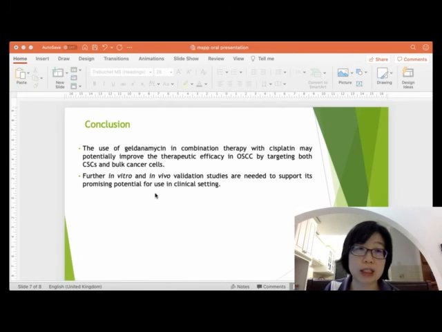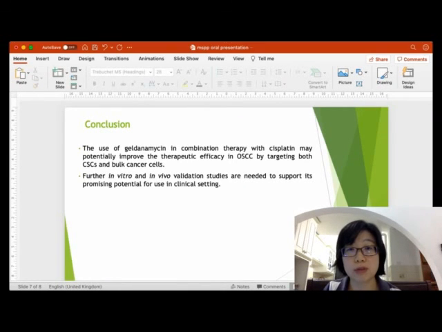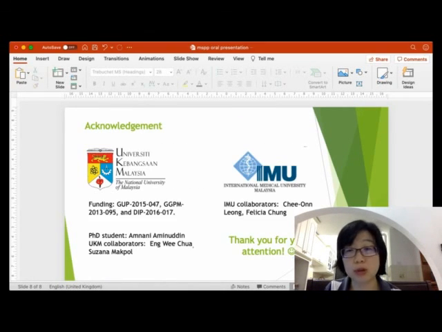We can also test the mode of interaction with cisplatin, and further test its in vivo efficacy as well. That's all for my presentation.